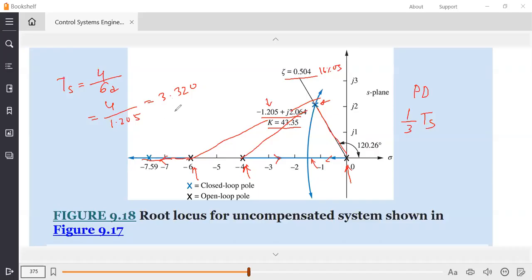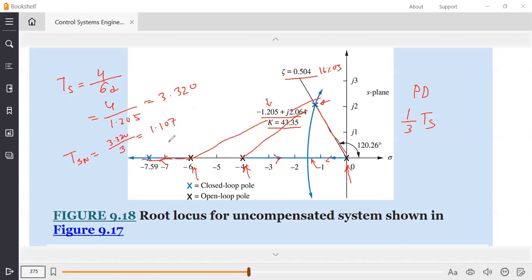So what they're asking is to make it 1/3. So your new settling time has to be 3.320 divided by 3, which is approximately 1.107. Okay, so this is what you have to have.